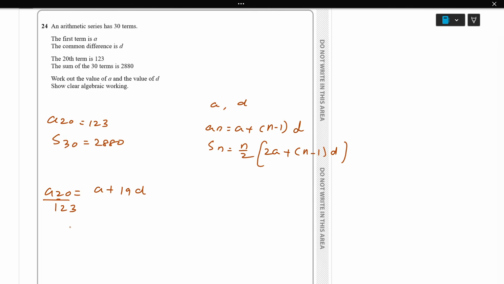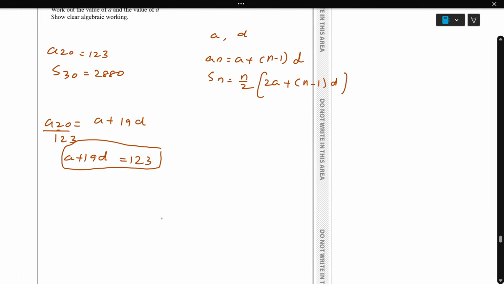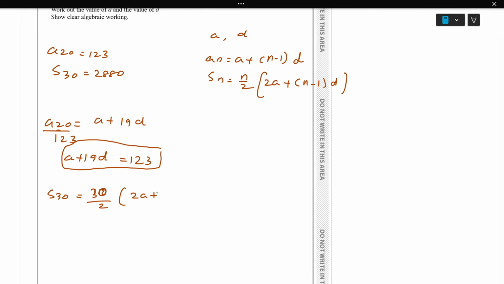The first formula won't be given, so we need to write it. First, the nth term formula: a20 equals 123. The formula is a plus n minus 1 times d, so 20 minus 1 is 19d. A20 is given already as 123, so you can write a plus 19d equals 123. This is our first equation.